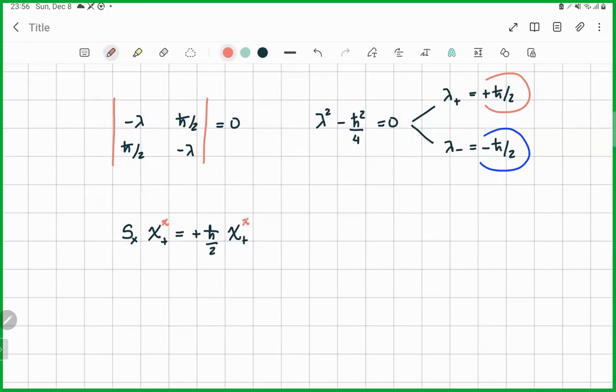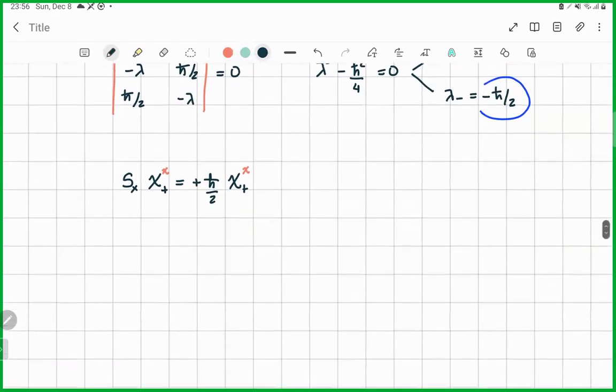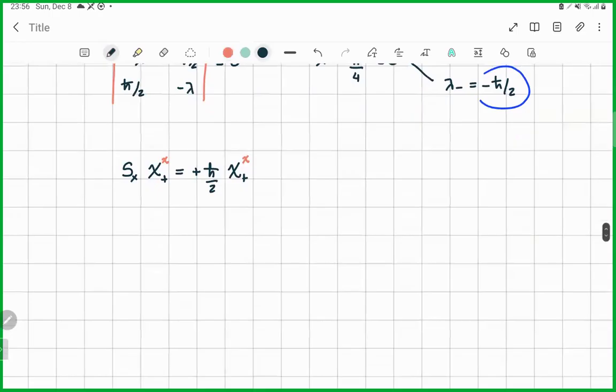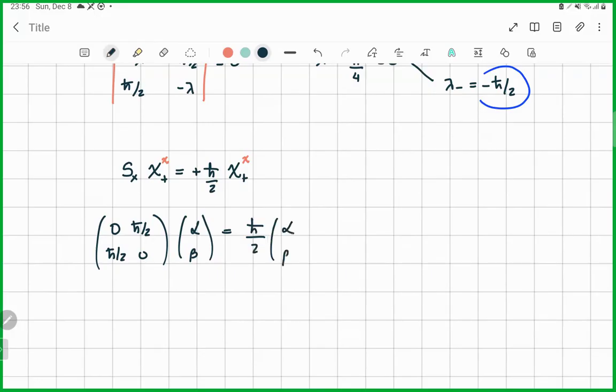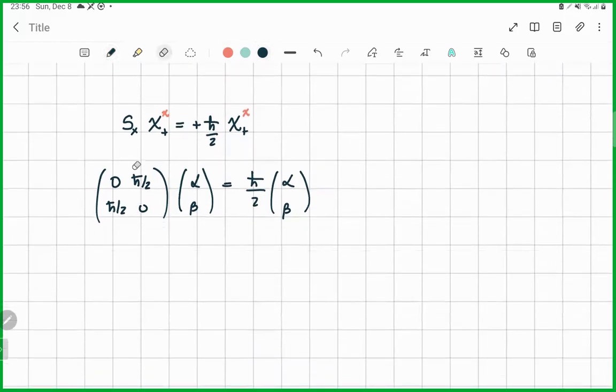Okay, so what is this vector chi plus in the x direction? Well, we will have to solve this equation. Sx we already wrote, so it's (0, h bar over 2; h bar over 2, 0). That vector we don't know, we are trying to find it, so I'm going to give two letters for it, for example, alpha and beta, equals h bar over 2 times alpha and beta. With that, we should be able to find this vector, because now we have two equations. So what are the two equations? Well, if we go with the top line, h bar over 2 multiplied by beta should give us h bar over 2 multiplied by alpha.